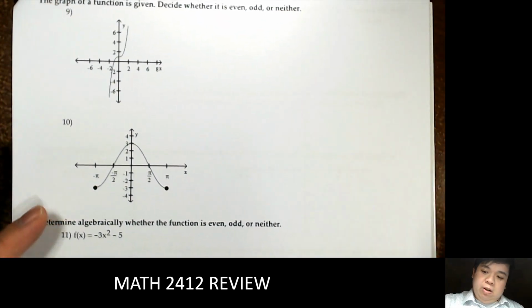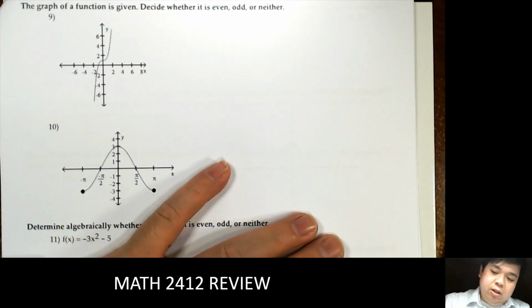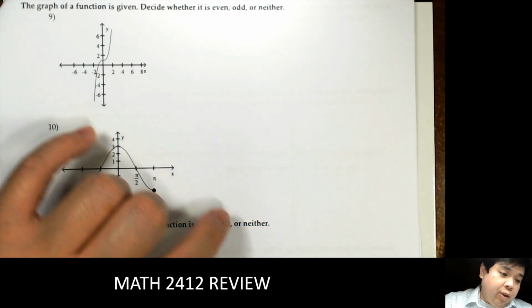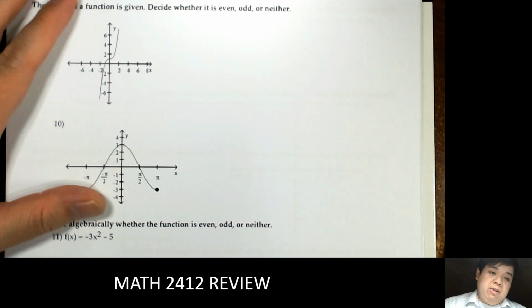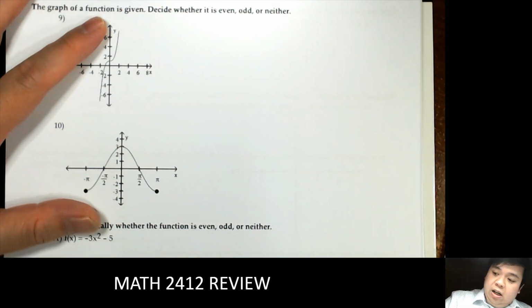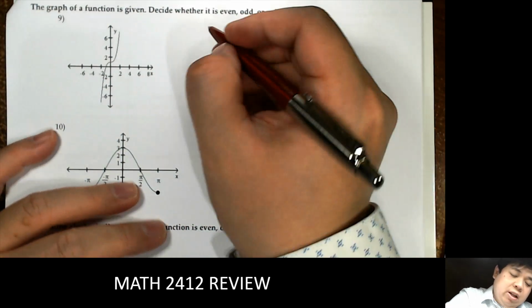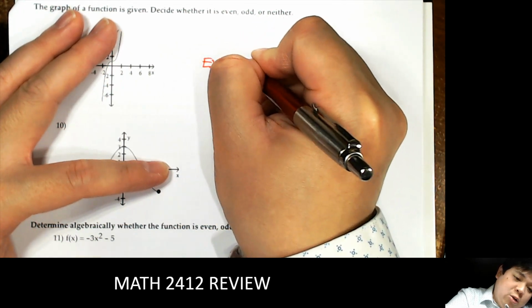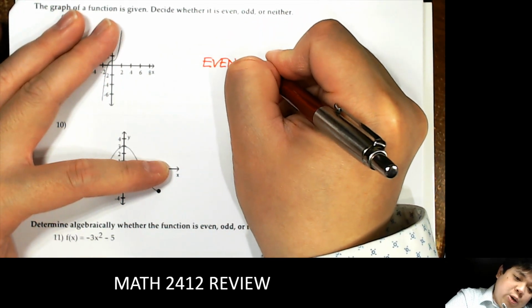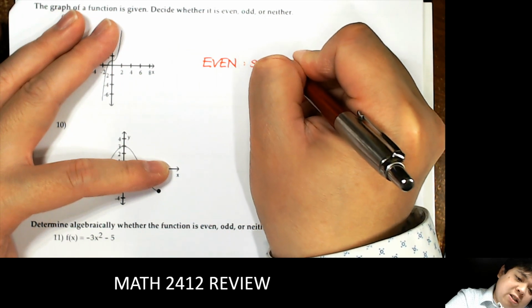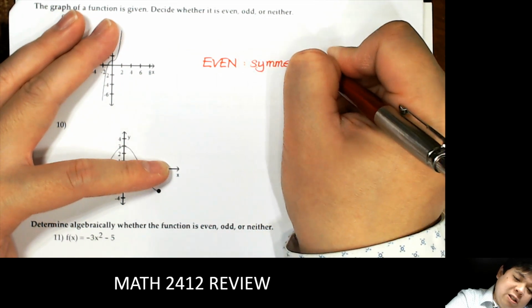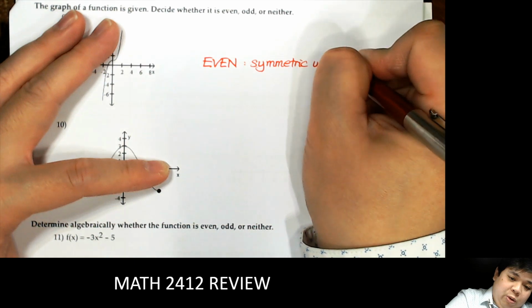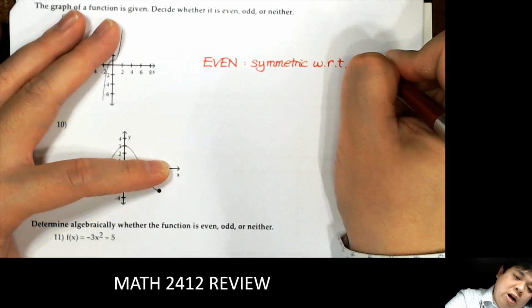Next will be very simple. Determine whether the function is even, odd, or neither. Here we are given the graph. So an even graph is symmetric with respect to the y-axis.